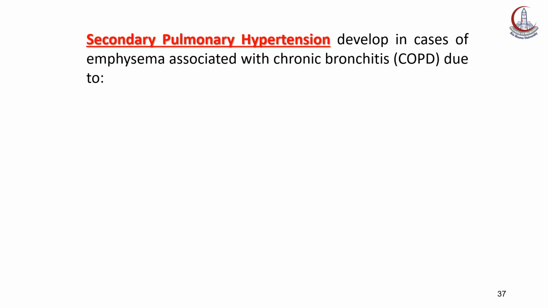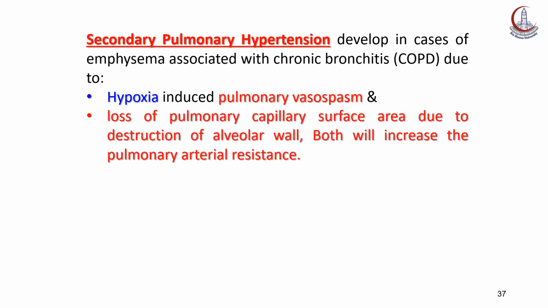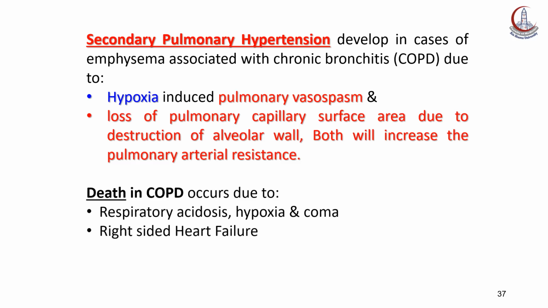Secondary pulmonary hypertension develops in cases of severe emphysema associated with chronic bronchitis, due to hypoxia causing pulmonary vasospasm and loss of pulmonary capillary surface area due to destruction of the alveolar wall. Both will increase pulmonary arterial resistance. Death in chronic obstructive pulmonary diseases occurs due to respiratory failure, acidosis, hypoxia, and coma, or right-sided heart failure.